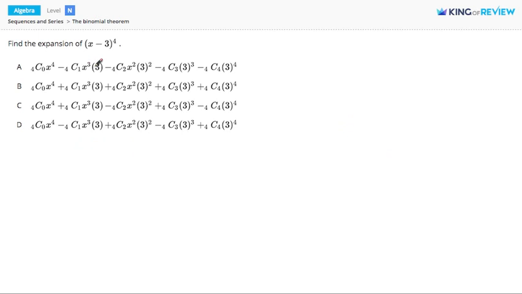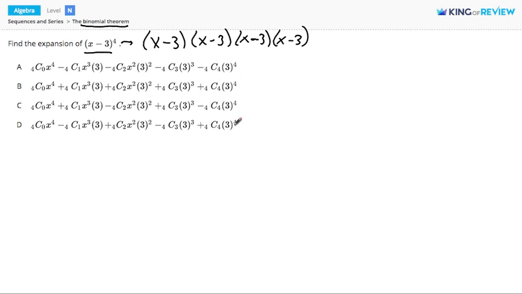Here we need to expand (x - 3) raised to the fourth power, meaning (x - 3) times (x - 3) times (x - 3) times (x - 3), 4 times. Now we could actually multiply all this out, but that would be very time consuming and it would be easy to make a small mistake somewhere. A shortcut is to use what's called the binomial theorem, which you can see in all four answer choices.